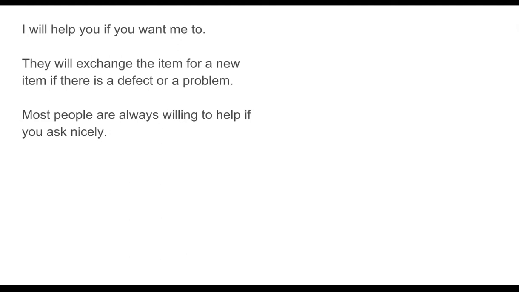Let's take a look at these examples. I will help you if you want me to. They will exchange the item for a new item if there is a defect or a problem. Most people are willing to help if you ask nicely. In each of these, again, we can see an if clause, that dependent clause. It's second in each of those. So I will help you if you want me to. They will exchange the item for a new item if there is a defect or a problem. Most people are always willing to help if you ask nicely.